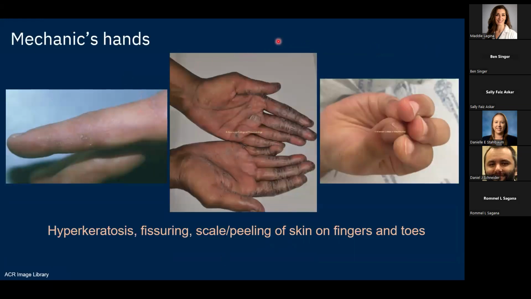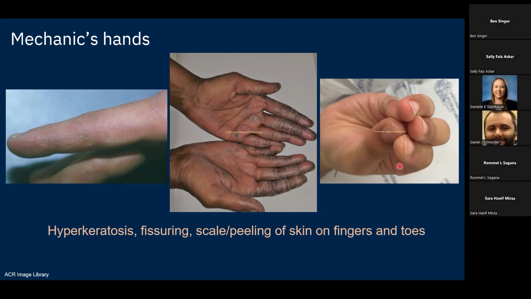So this is an example of what we're looking for when we are saying someone has mechanics hands. It's described as hyperkeratotic fissuring, scaling, peeling of the skin on the fingers or toes. And it looks like someone's had a chemical or occupational exposure that's causing changes to the skin. It's typically along the sides of the fingers, can be on the palms or soles of the feet as well. Some changes can be a lot more mild. Some people will mistake this for ulcers related to Raynaud's, but if you're used to looking at them, it will look a little bit different, although sometimes it can still be hard to tell the difference.